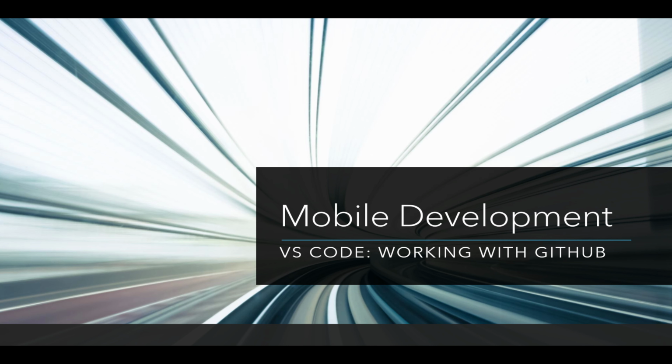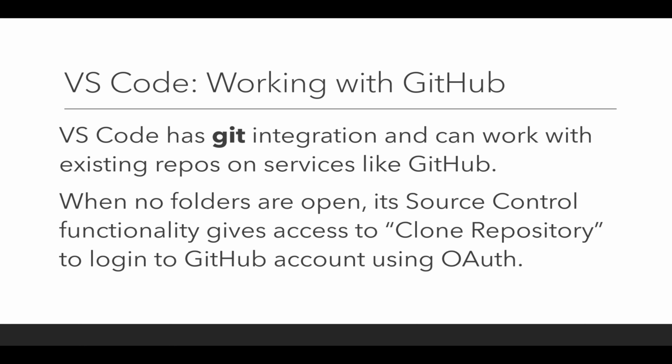Visual Studio Code working with GitHub. VS Code has Git integration and can work with existing repos on services like GitHub. When no folders are open, its source control functionality gives access to clone repository. This will also show up in Explorer and can prompt to log into GitHub and then work with those functionality directly.